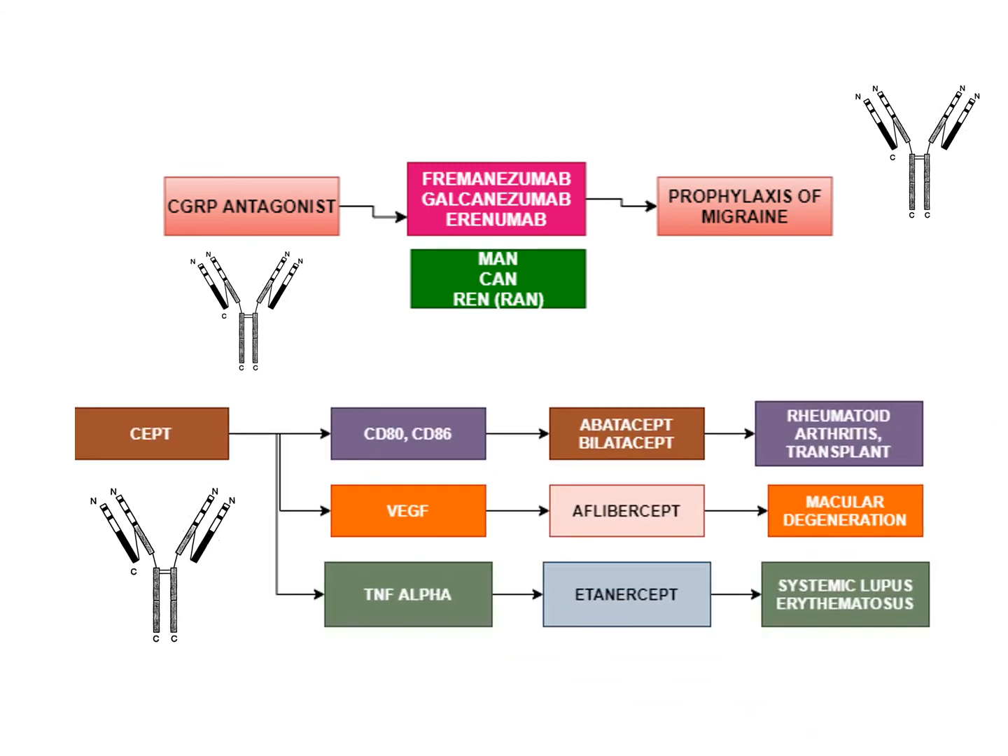And there are some co-stimulator inhibitors. They come with the name of cept: abatacept, belatacept, given for rheumatoid arthritis and transplant. They target CD80 and 86. Aflibercept is given for macular degeneration. It is targeting the vascular endothelial growth factor. And etanercept is widely used as a TNF alpha inhibitor for systemic lupus erythematosus.